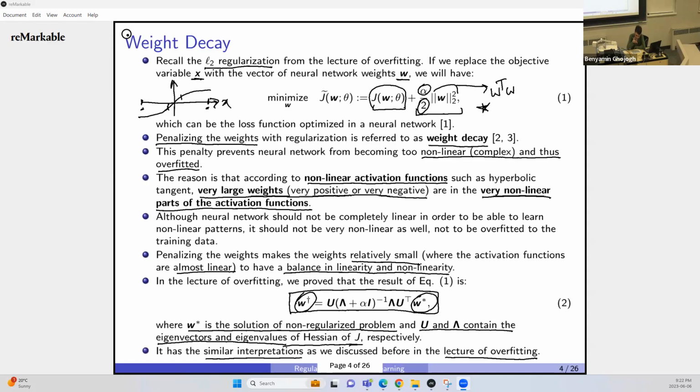I think this analysis is the most important analysis of weight decay. I want W to be small enough so the inputs of the activation functions are almost in the linear range, not too nonlinear.